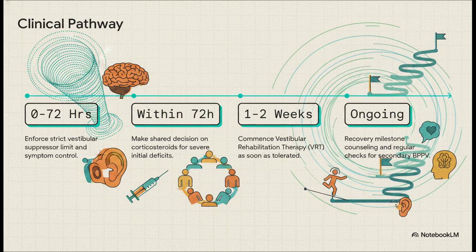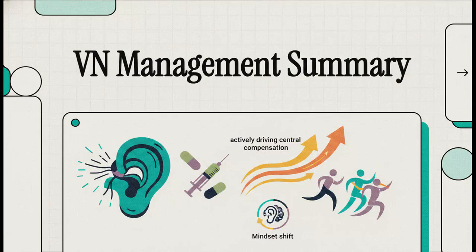Let's pull all this together and see how this builds into our definitive clinical pathway. Think of it like a procedural funnel. At hours 0 to 72, you are strictly managing the acute crisis, enforcing that hard 72-hour suppressor limit. Also within that first 72 hours, you're making your shared decision on corticosteroids for severe deficits. By week 1 to 2, as soon as that acute nausea permits, you are commencing vestibular rehabilitation therapy. And from there out, it's ongoing recovery milestone counseling, identifying any psychosocial risk factors, and always checking for secondary BPPV at your follow-up visits.